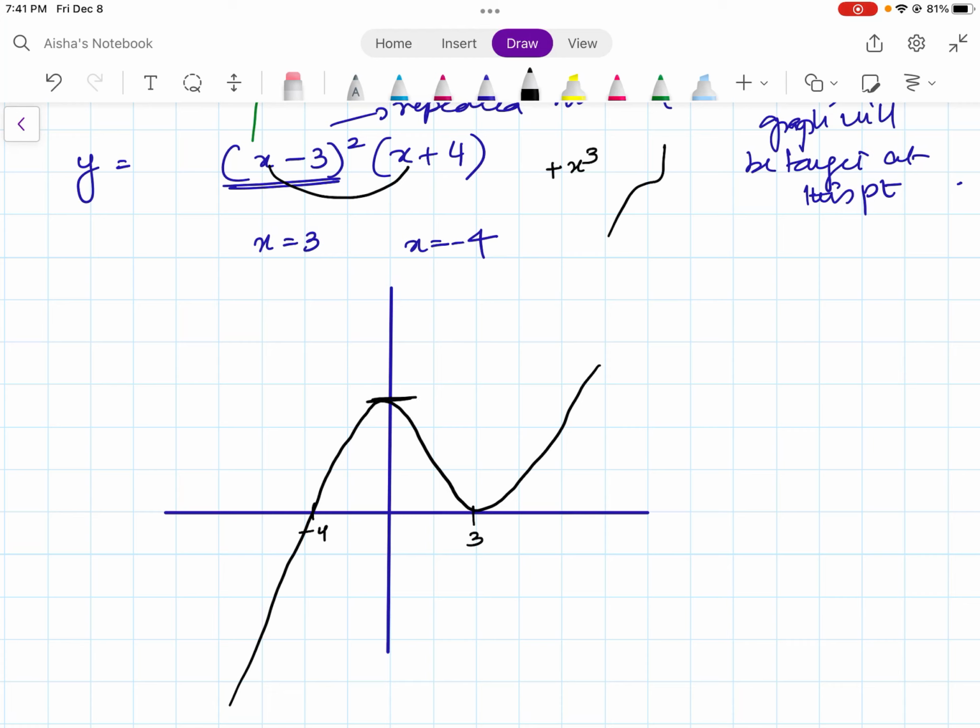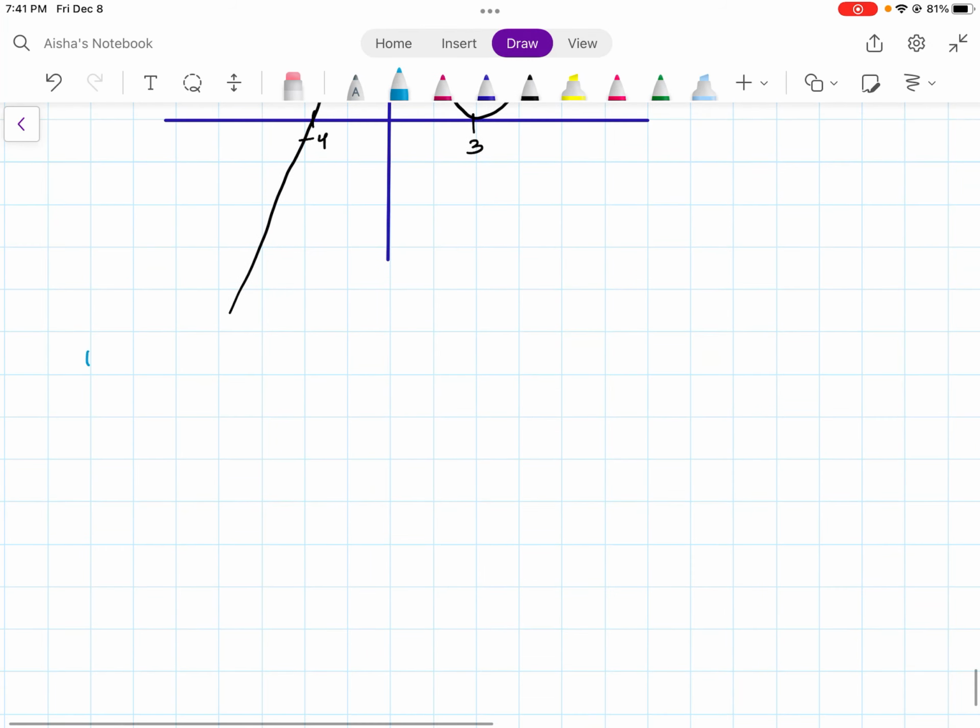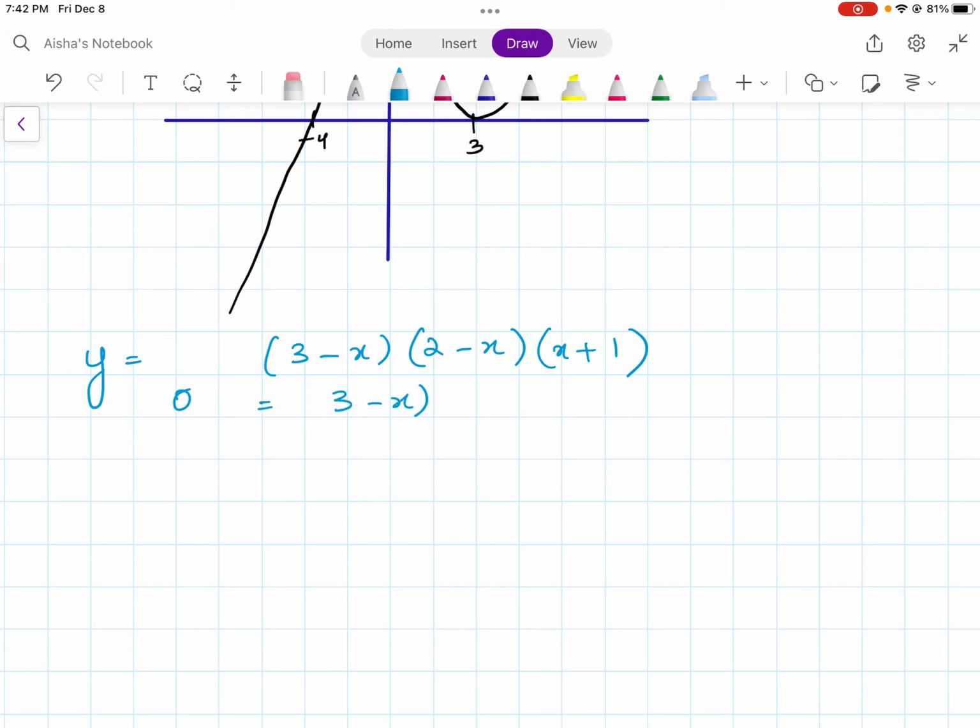So now what is the y-intercept? 0 minus 3 whole square. This is 36, right? Let's do another example. Now let's put y is equals to 0. No, I'm changing the equation. Now 3 minus x, x minus 2, x plus 1. The value of x will be minus 1, 2 and 3.